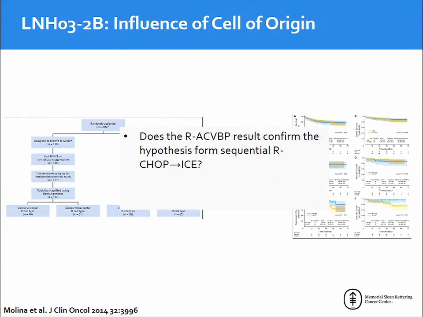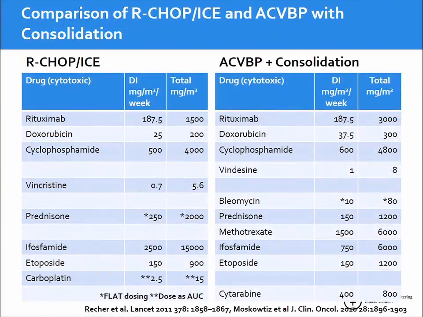But this raises the question that RACBP can do this, but how does this confirm the hypothesis that I just put forward with R-CHOP-ICE? After all, they're different regimens. Or really, are they? Well, in fact, they're not. And we didn't realize this until this data was published. But R-CHOP-ICE and RACBP with consolidation are actually remarkably similar regimens. They're both sequential with consolidation with high-dose ifosfamide etoposide. And these regimens are really quite similar, and so they actually reinforce each other, demonstrating a similar result.